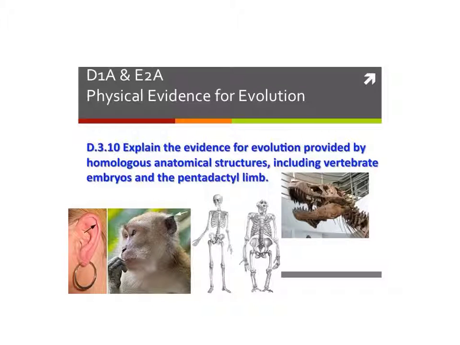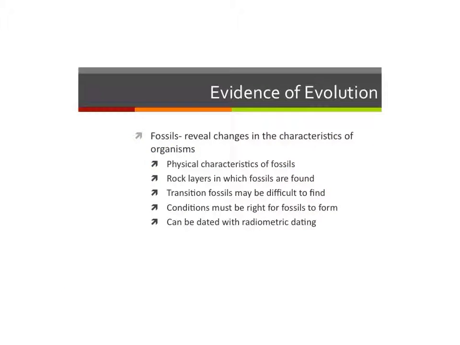So now that you've studied how comparative biochemistry, analyzing molecules such as DNA and proteins, can show us how closely related organisms are to each other, let's take a look at what other fields of science are saying about evolution. Paleontology is the study of fossils. Fossils can reveal changes in the characteristics between organisms. By analyzing the physical characteristics of these fossils, we can determine how closely related certain organisms are to each other, just like we did with my family members.